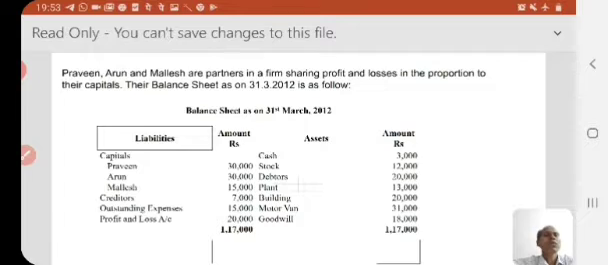Yes, we shall see another complex problem on retirement of a partner. Shall read the problem.